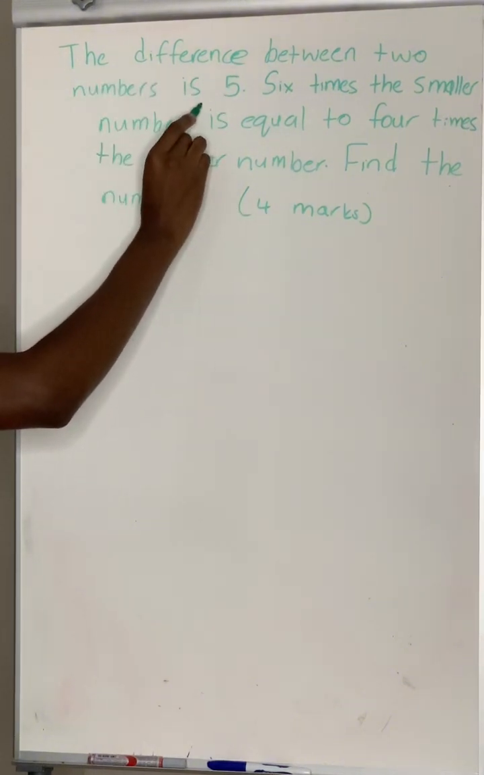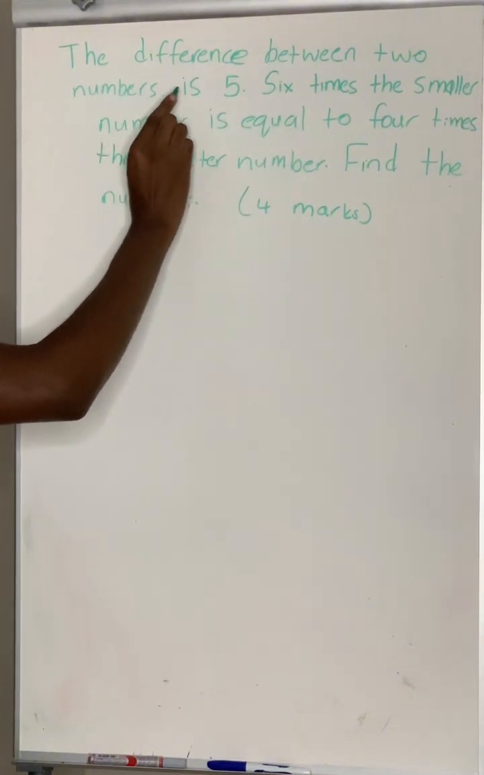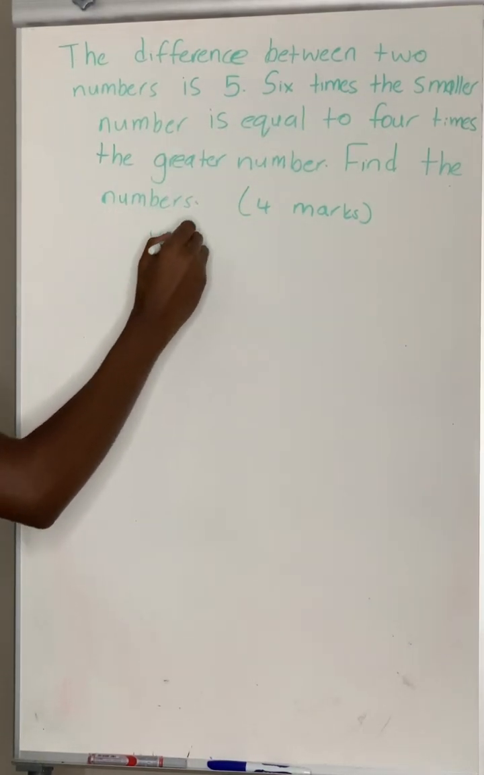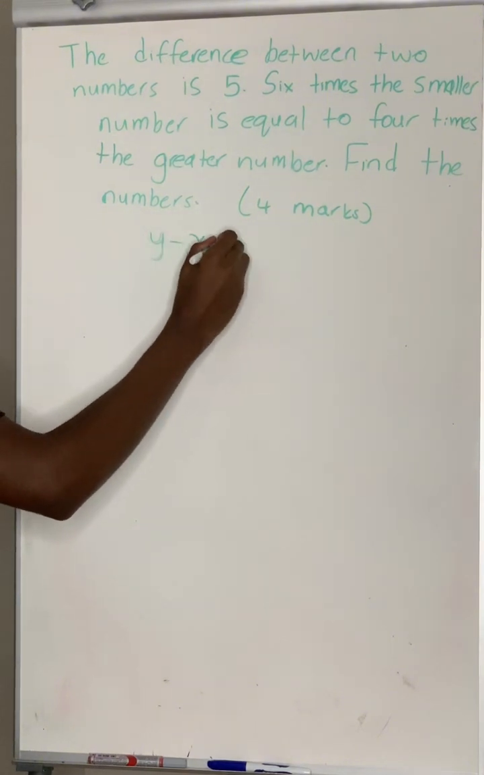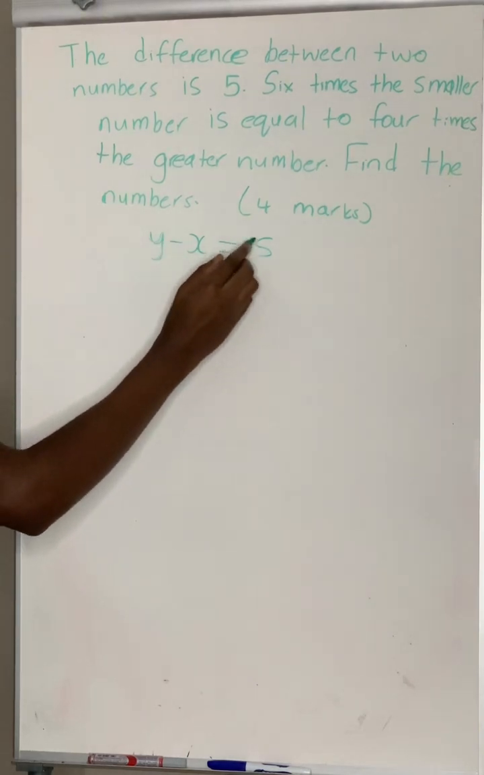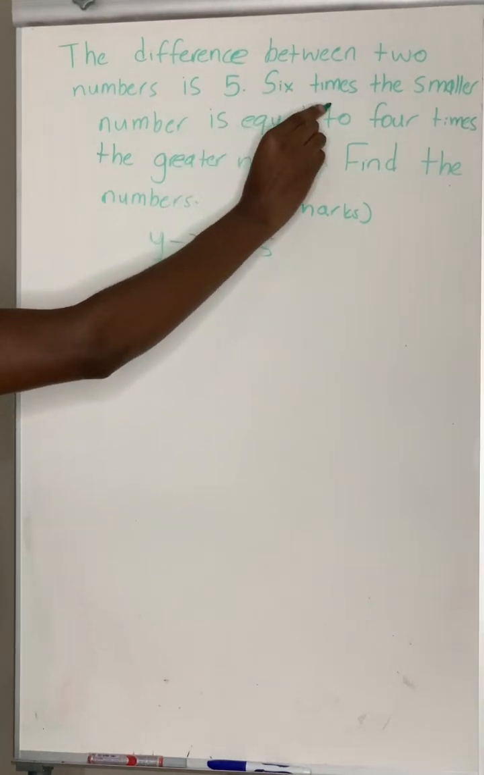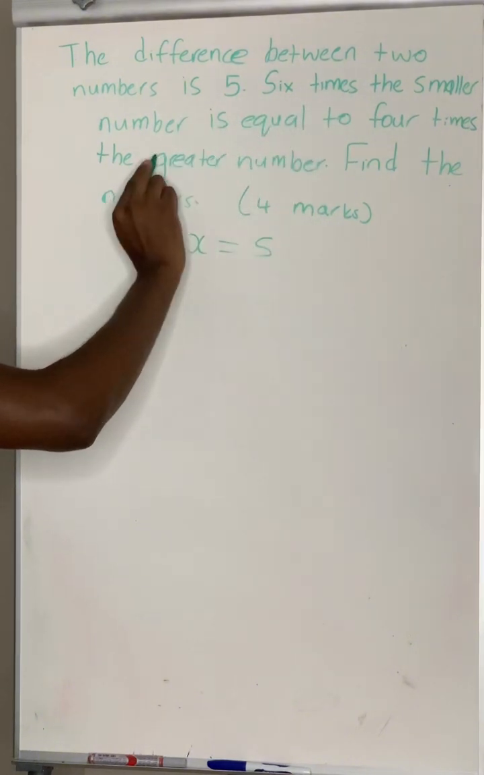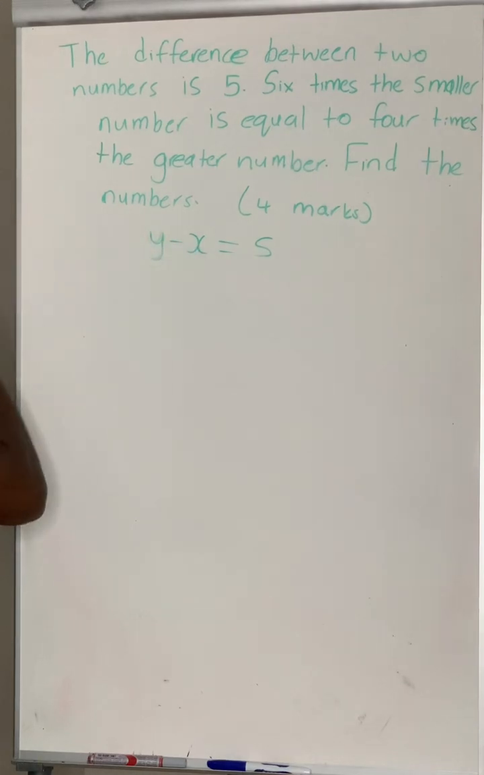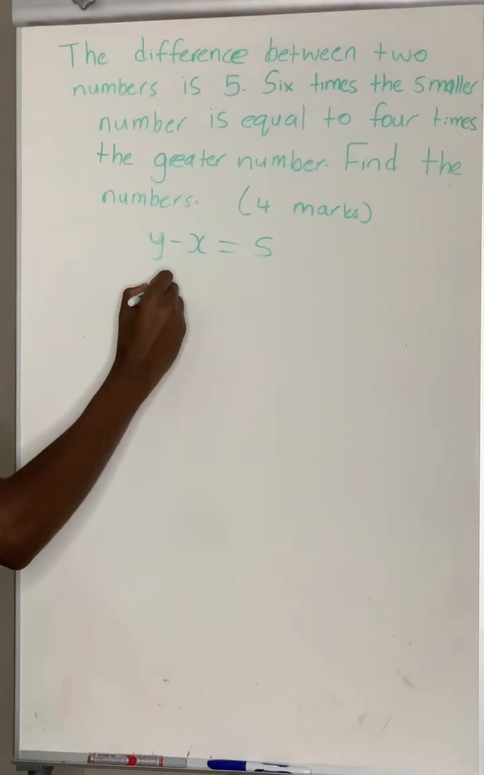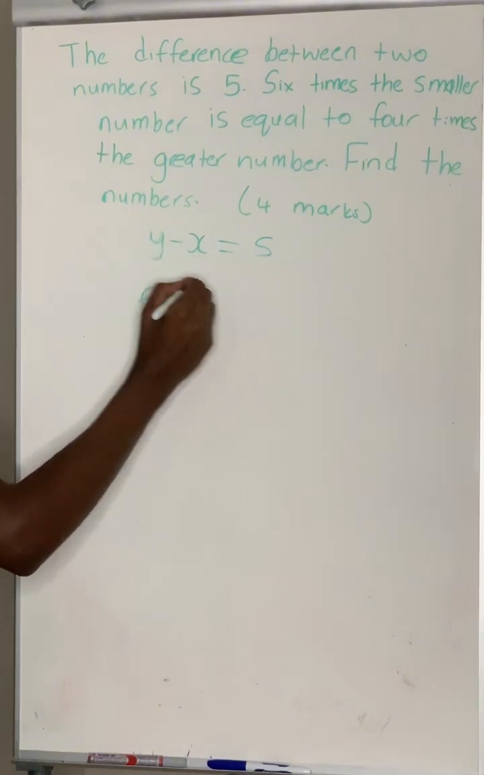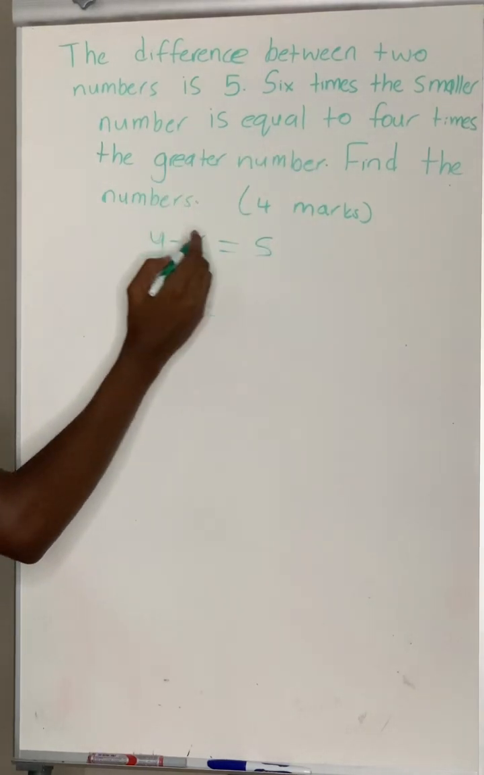The first sentence says the difference between two numbers is 5. So let's write that down. Because remember, difference is subtraction. Between two numbers is equal to 5. Simple as that. And then they said 6 times the smaller number is equal to 4 times the greater number. So you can see that x is the smaller number because it's on this side of the subtraction sign.